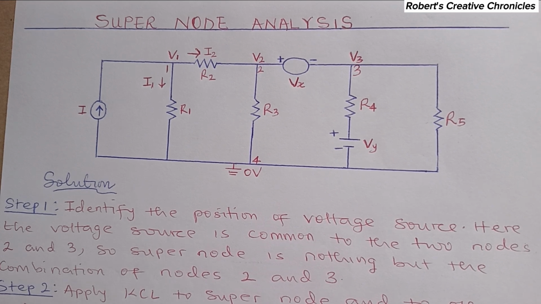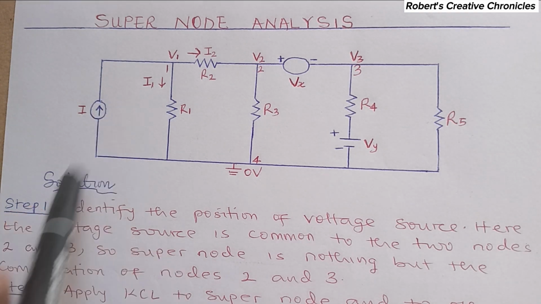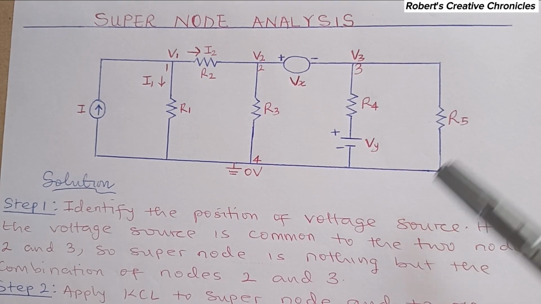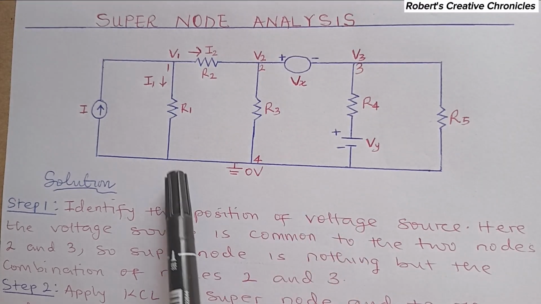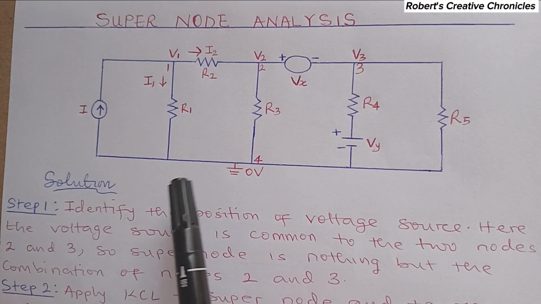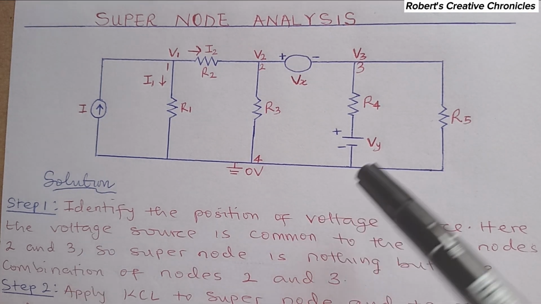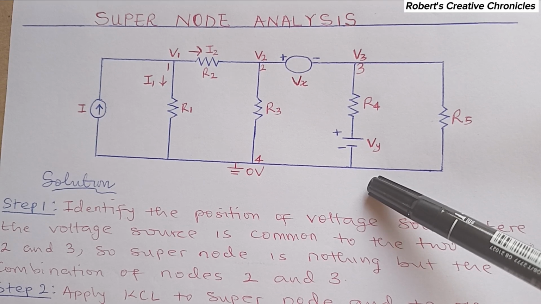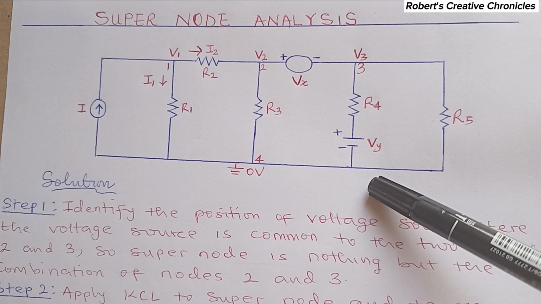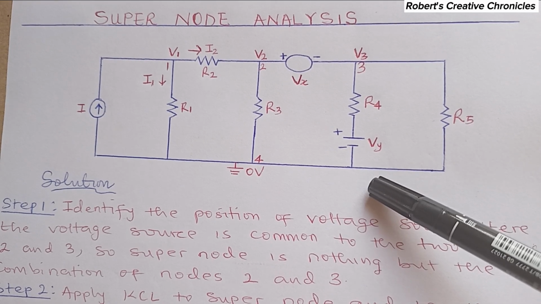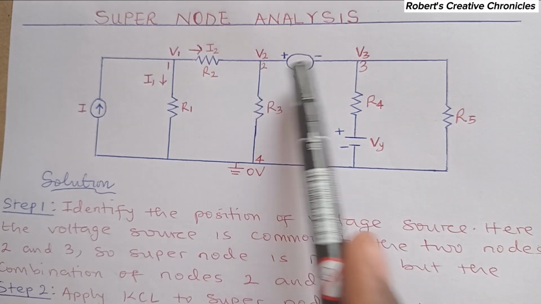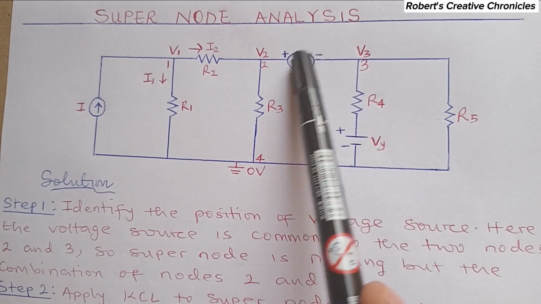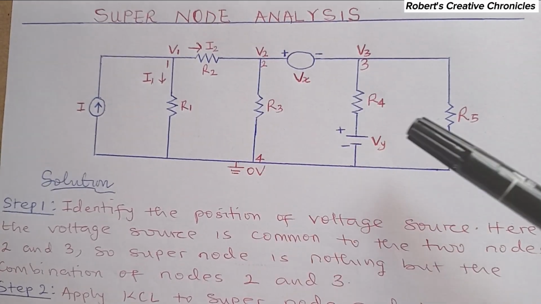So today, I'm going to be teaching you about supernode analysis. Now, here is the circuit. In this circuit, first of all, what is a supernode? A supernode is constituted by two adjacent nodes that are sharing a common voltage source. For instance, node 2 and node 3 are sharing a common voltage source, Vx. So these two nodes now constitute a supernode.